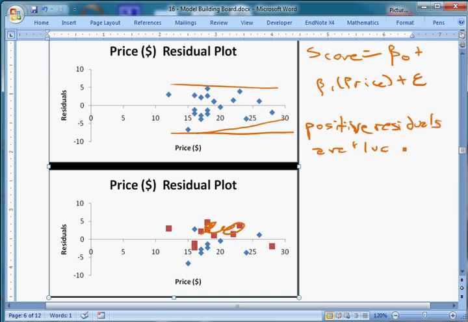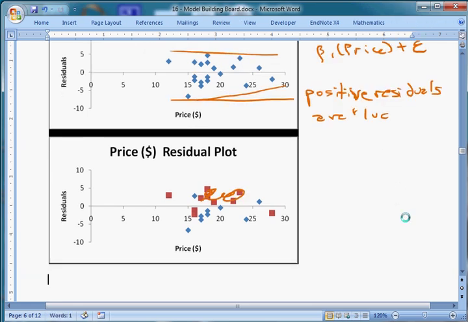They're lucky. Oh, come on, my pen died. Well, that's very unfortunate. But positive residuals are lucky in this case.